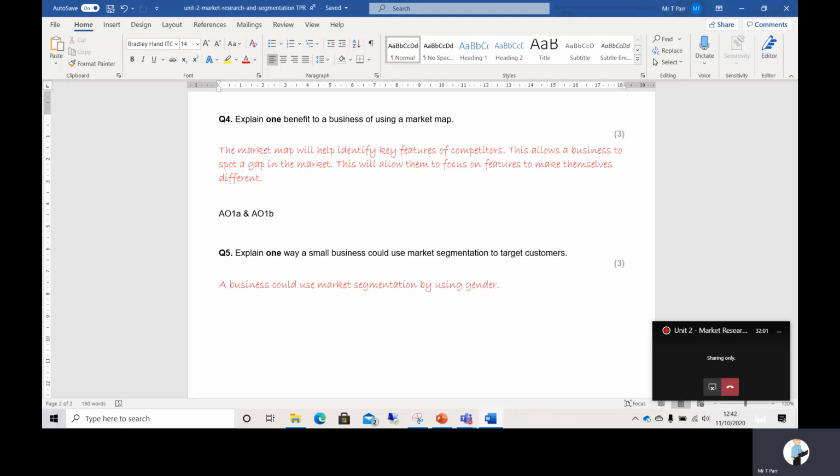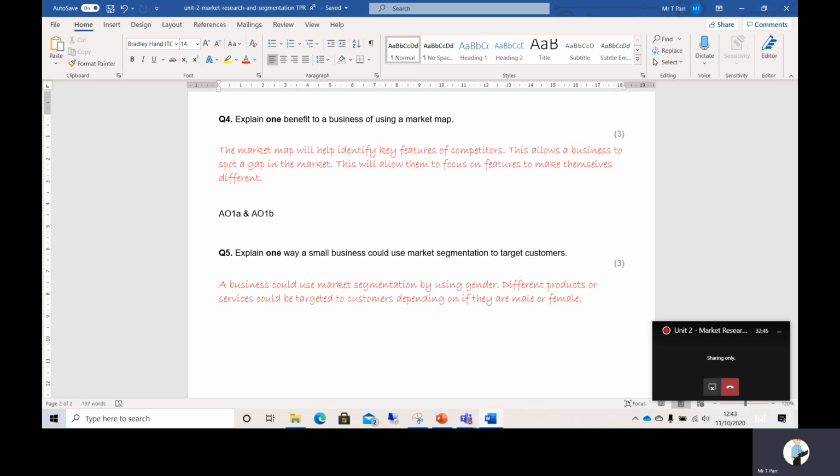Okay. So what does this mean? Well, it just means products or services could be targeted to customers depending on if they are male or female. Once again, stating the obvious. All right. The business could use market segmentation by using gender. Different products or services could be targeted to customers depending on if they are male or female. Obvious, okay? That's your AO1B.